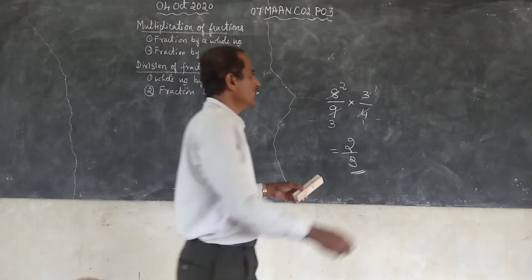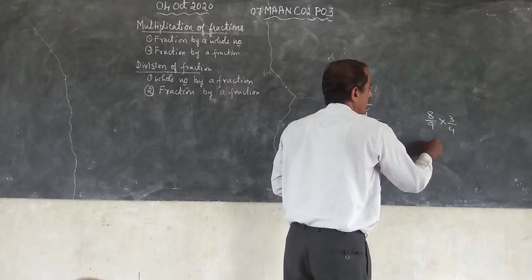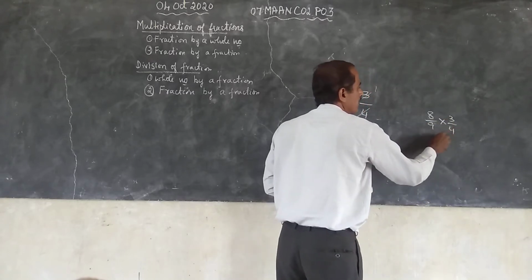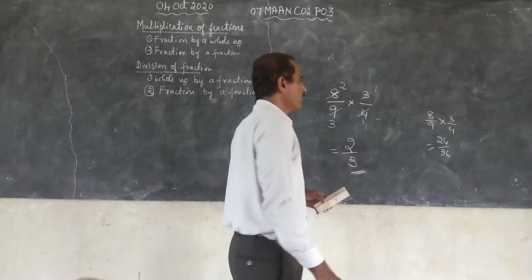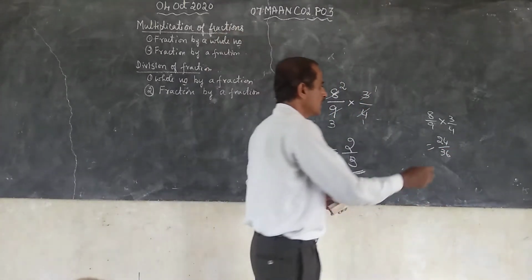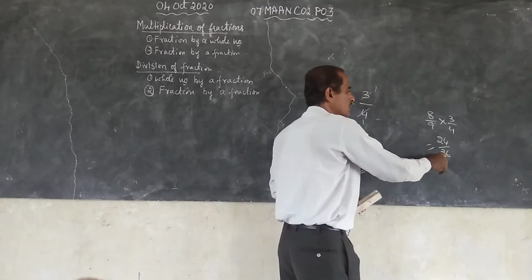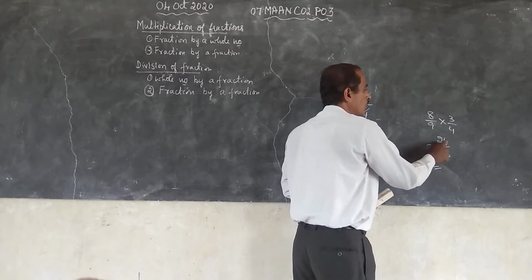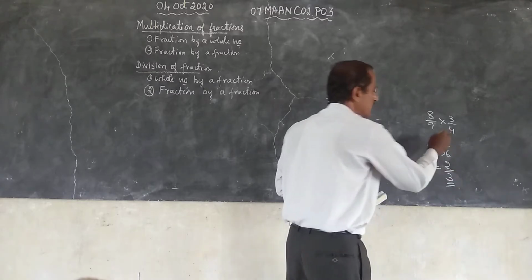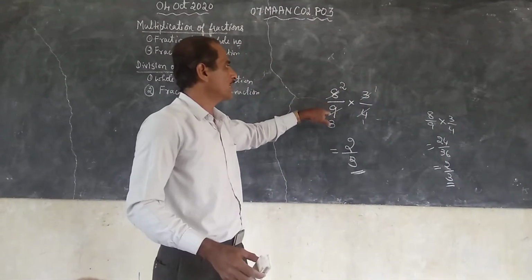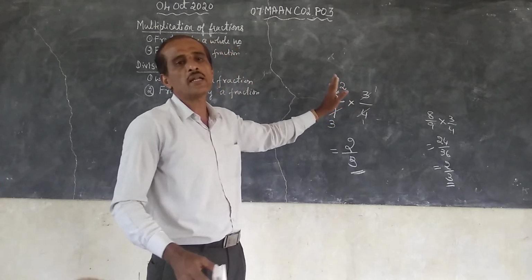Otherwise, 8 by 9 and 3 by 4 can be multiplied directly. 8 3s are 24, 9 4s are 36. See, 24 by 36. If you reduce that 24 by 36, both of the numbers are divided by 12. So 12 2s are 24, 12 3s are 36. 2 by 3. Like this also you can do. Otherwise, it is better to reduce the fractions here itself. If it is possible, you can reduce like this.